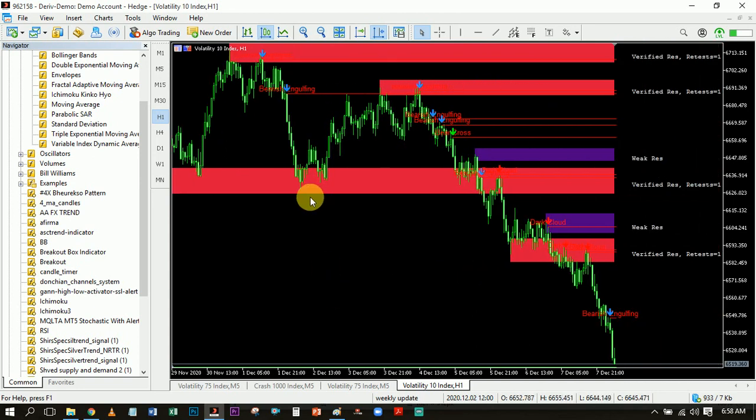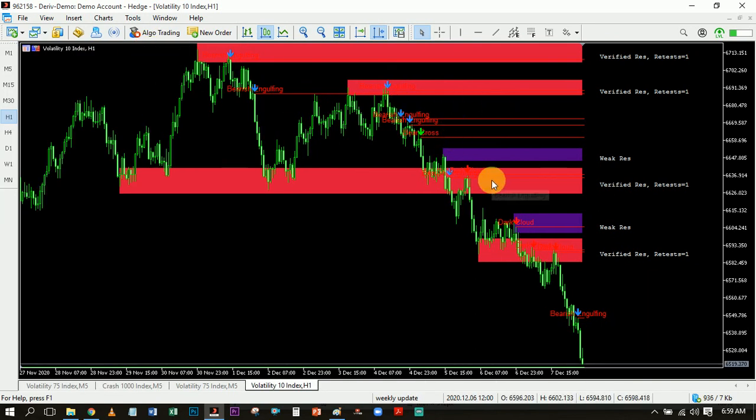Now what you need to do is wait for your support and resistance to come up. Once your support and resistance shows, then wait for a candlestick formation around that level. Then once you confirm that, then what do you do? You sell. It's as simple as that. You place your sell trade.